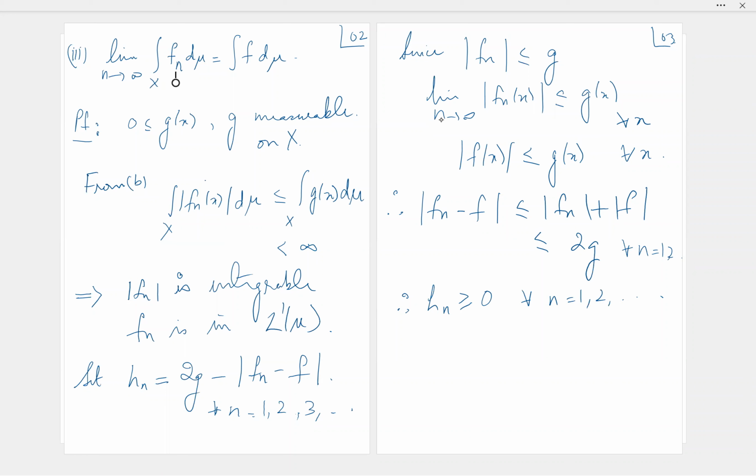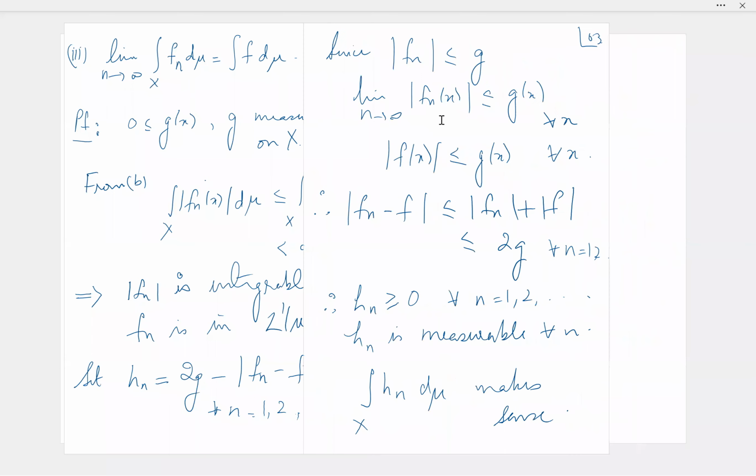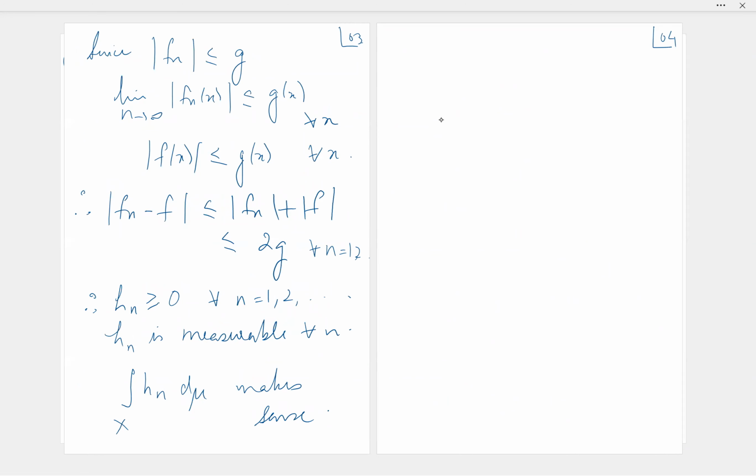So hn is a non-negative function. What else can we say? Is it going to be integrable? Is it going to be measurable? So we can talk of the integral of hn. It may or may not be finite, but the integral makes sense. We know how to define this for non-negative functions. So now let's use Fatou's lemma.